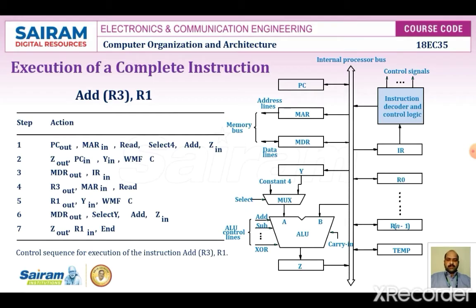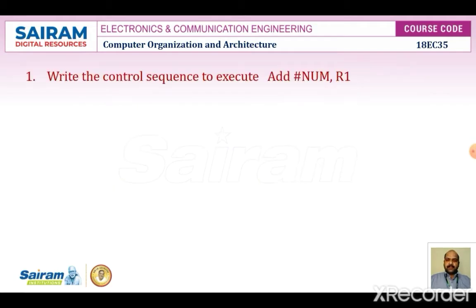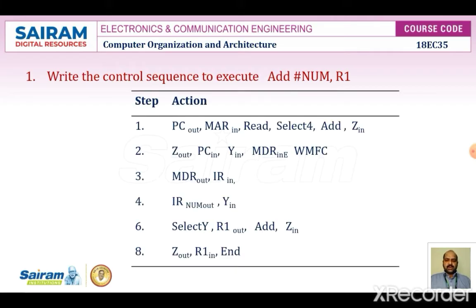So let us discuss a few examples of execution of a complete instruction. Here, write the control sequence to execute add an immediate number, comma, register R1. Let us see how this control sequence is going to be there for the immediate addressing to add the immediate value with the register R1. So the steps are going to be given over there.